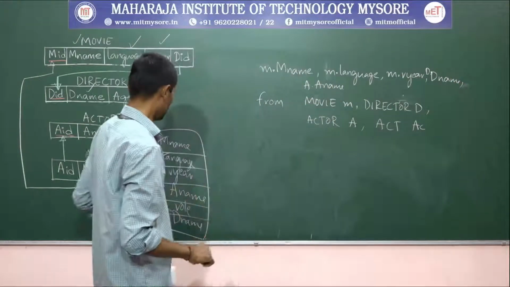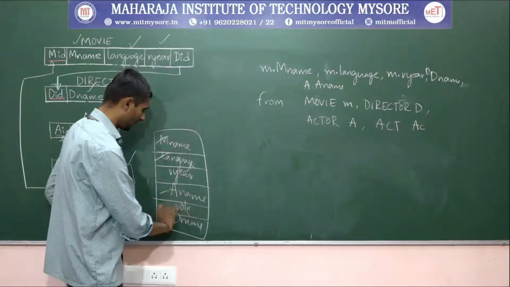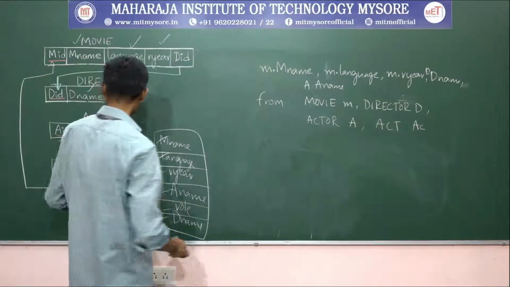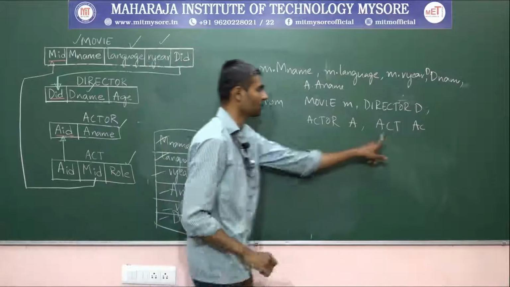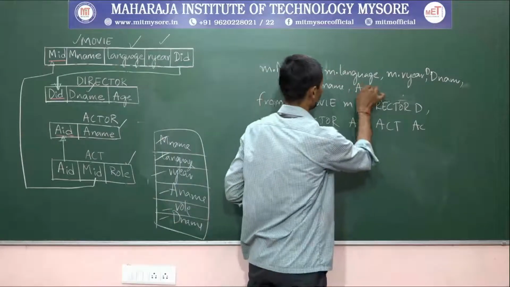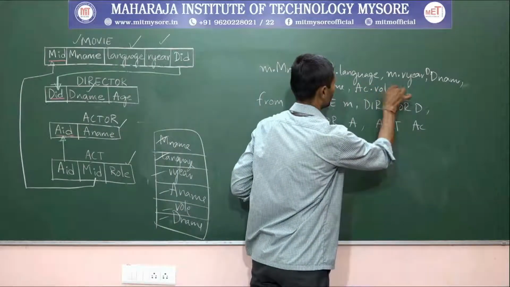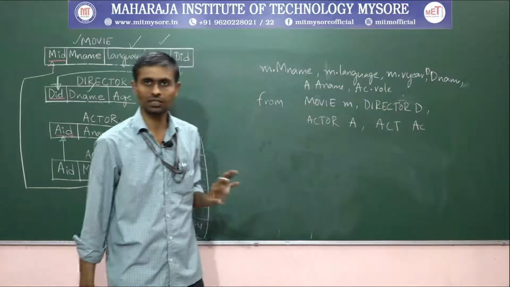Next, I want the role played by the actor, right? So this is the last one. Role is present in the act table. Act means AC, so AC dot role. Fine. So is writing this much itself enough?